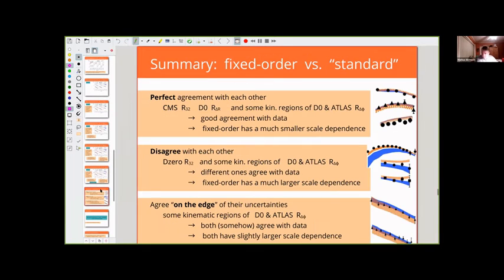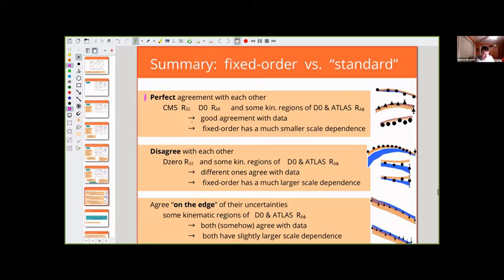So now let's try to summarize and find some trends here. So we have cases in which we have perfect agreement of the two theories. This was for CMS R32, D0 R delta R, and some kinematic regions in the D0 and Atlas R delta phi measurements. Whenever the two theories had good agreement with each other, there was also good agreement with data. And in all these cases, the fixed order had a much smaller scale dependence.